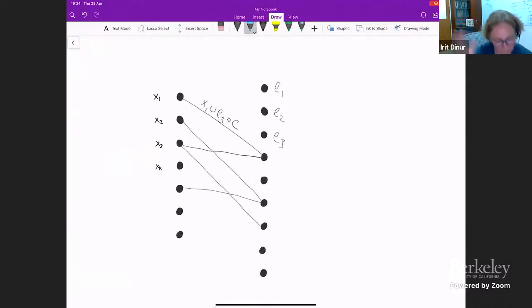So let's look, imagine you have some 3-set and you put all the variables on one side and all the pairs of variables on the other side. I'm talking here only about pairs that participate in some clause.